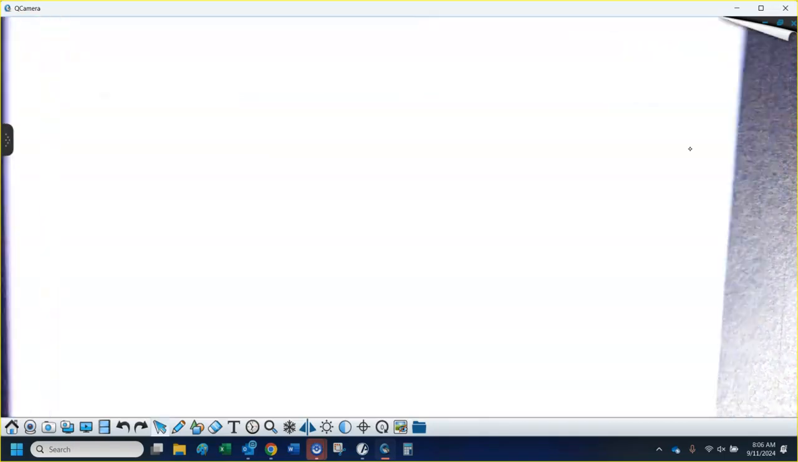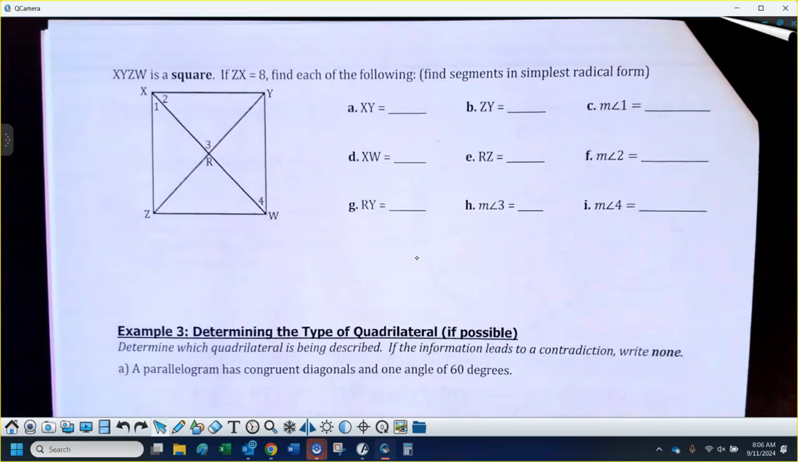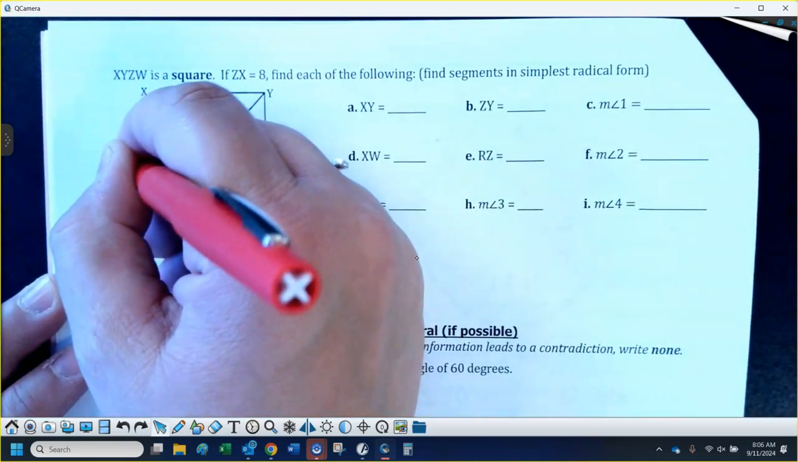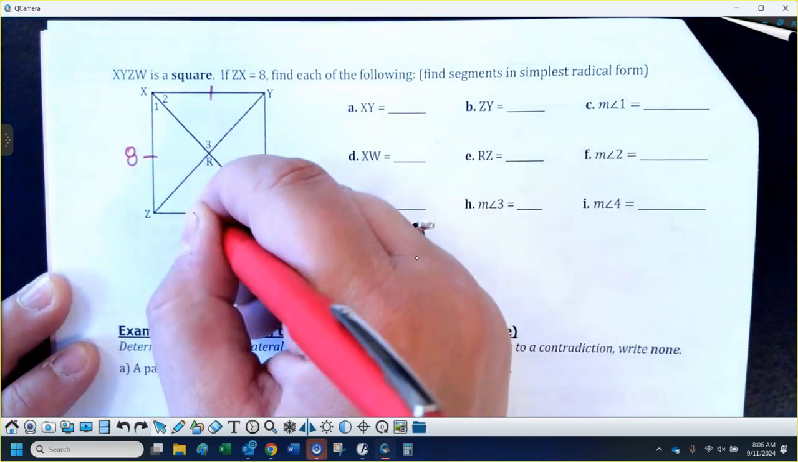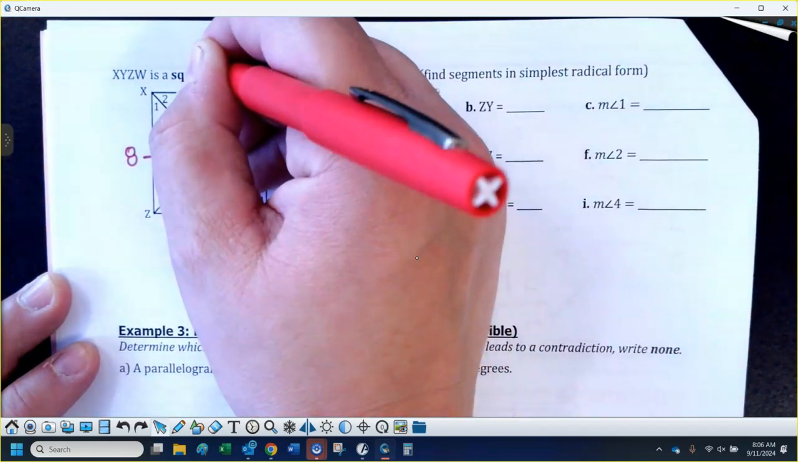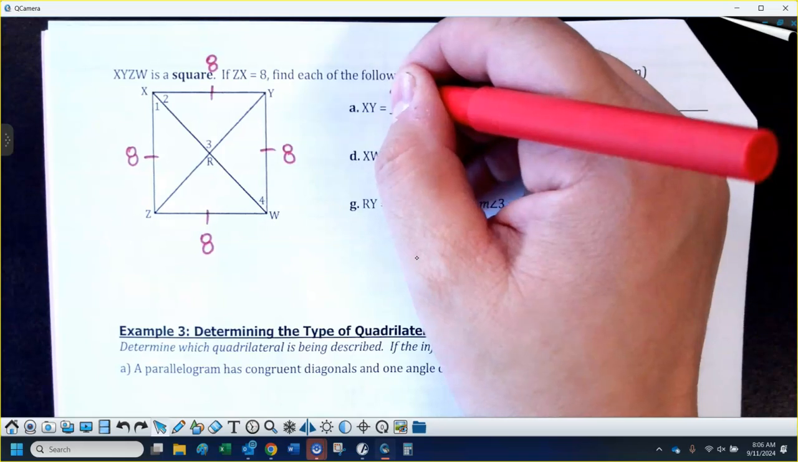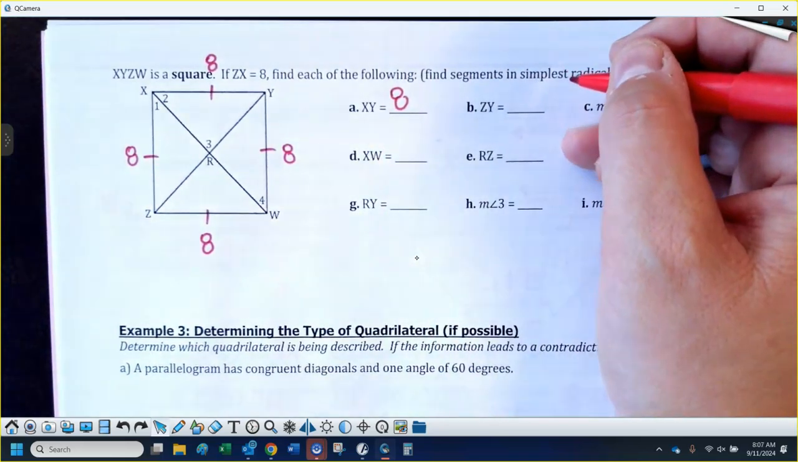Now I'm going to have you try one. This one's a square. Alright, so it says Z to X is 8. So if this is a square, automatically I know all the sides are the same. So let's see, I can answer a couple questions just right here with what I labeled.